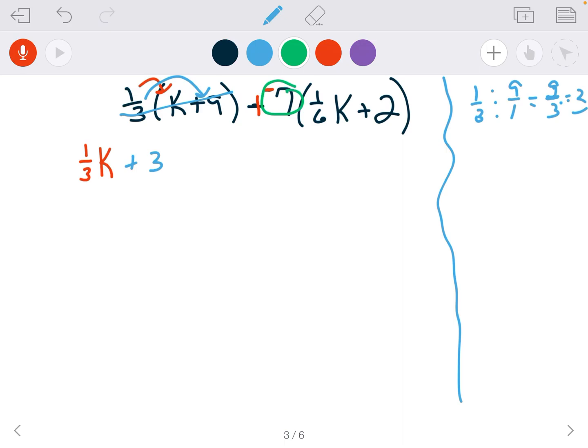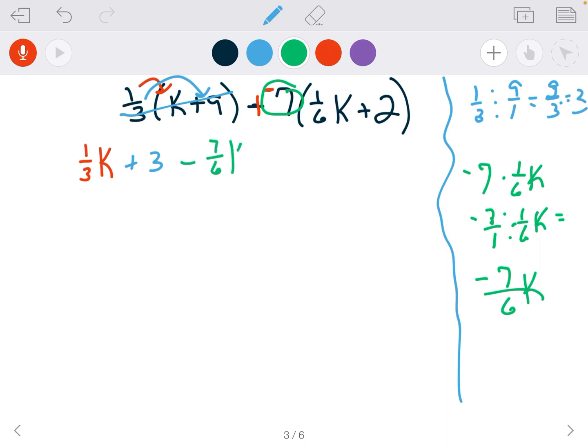Now we're going to look at the -7. So I'm going to take a -7 and I'm going to multiply it by the 1/6 k. So -7 really becomes -7/1 times 1/6 k. -7 times a +1 is a -7. 1 times 6 is 6, and I keep the k. So this becomes a -7/6 k.